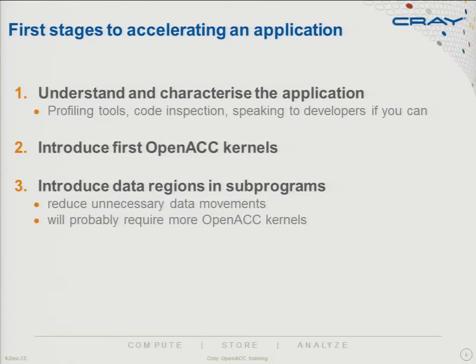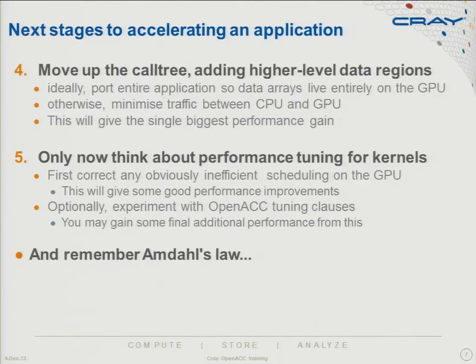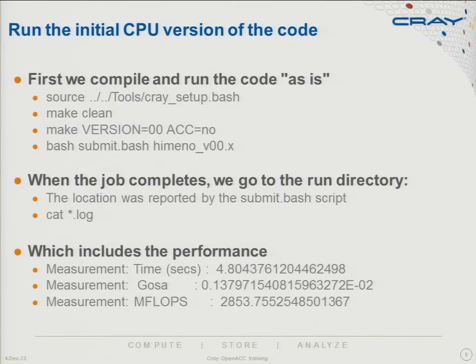Then we start introducing OpenACC kernels. Then we start putting in data regions to minimize data movement. Then we go up the call tree, making the data regions larger and larger so we get less and less data movement. And only when you've done all of that, only then should you start thinking about performance tuning of kernels. I know it's exciting and everybody likes to make their kernels go faster, but it's not the biggest optimization you're going to make.